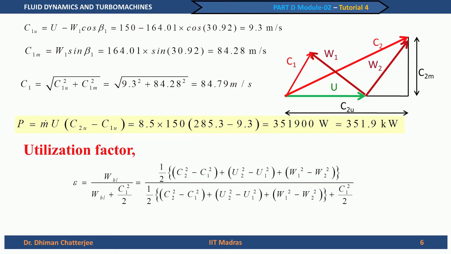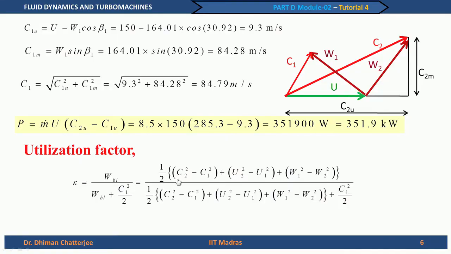Let us try to understand physically what it means. The denominator, W_BL plus C1 square by 2, is the total energy that has been either utilized or leaves with the exit fluid. So, if we say that W_BL is converted into useful work, then C1 square by 2 is lost.